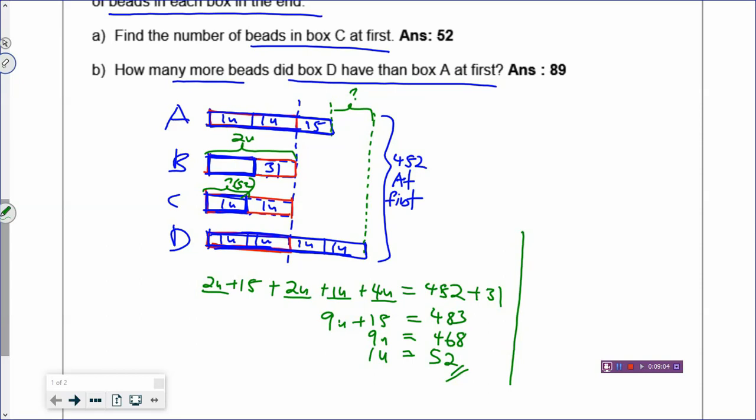How many bits in box D? Now box D has 4 units. So you take 52 times 4, 208. Okay, so this is 208.